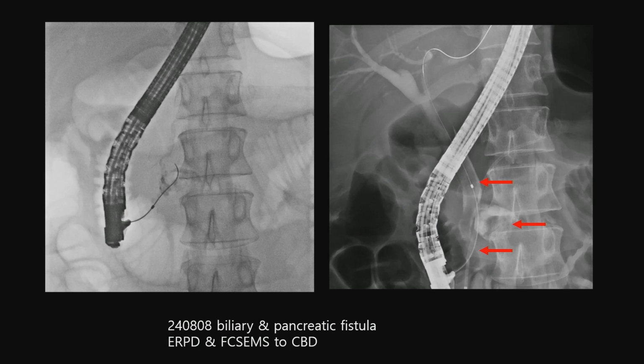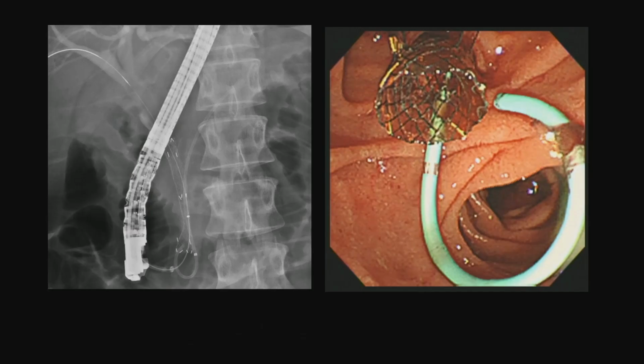Quite difficult to find our normal P duct, but we were able to insert pancreatic stent, then tried to insert guide wire into the CBD, but the guide wire course was from MPD, necrotic cavity, and CBD. So there was biliary and the pancreatic fistula. To cover this fistula, after insertion of ERPD, we inserted fully covered metal stent into the CBD, and the patient was discharged.